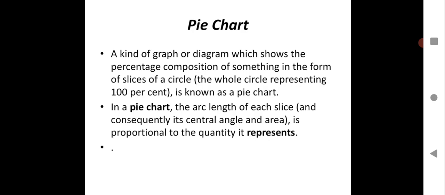Just imagine a slice of a pizza. So each slice of the pizza will depict one quantity of the information, or a given piece of information is represented by each slice of the pie chart.